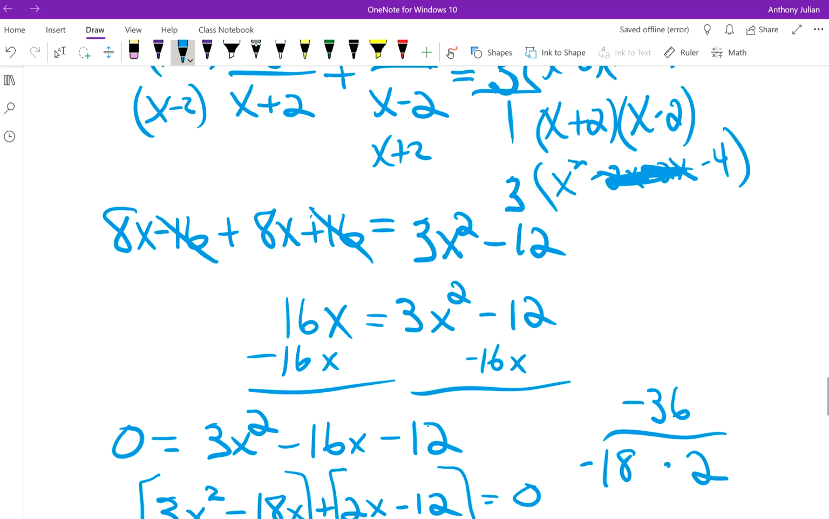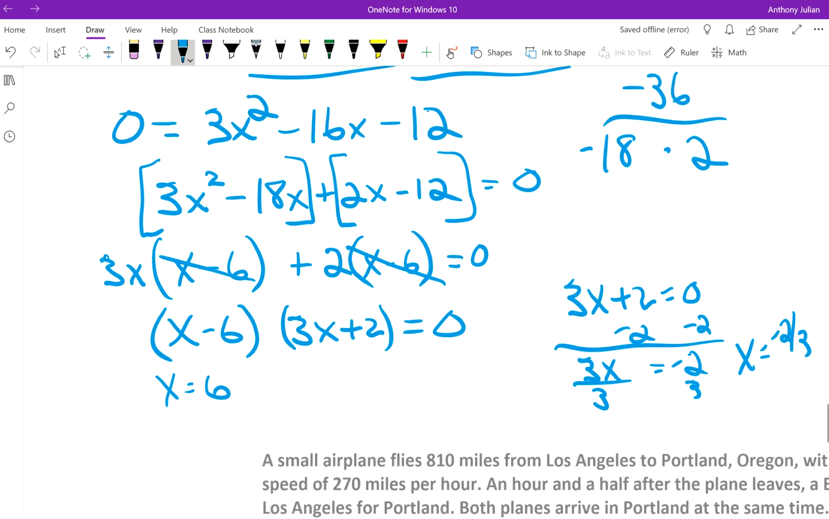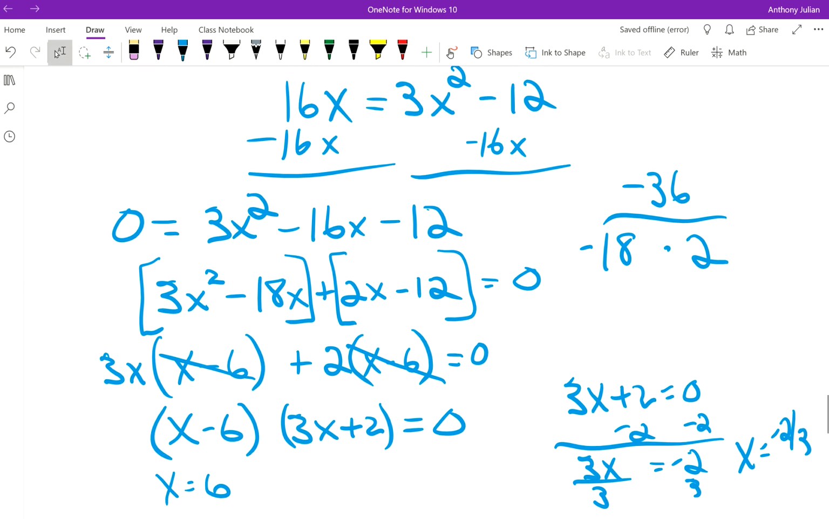What is the problem? What is the speed of the boat in still water? So we cannot have speed be negative. So this is not an answer. So I discard that and I go with this answer of x equals 6. That's the speed of the boat in still water.